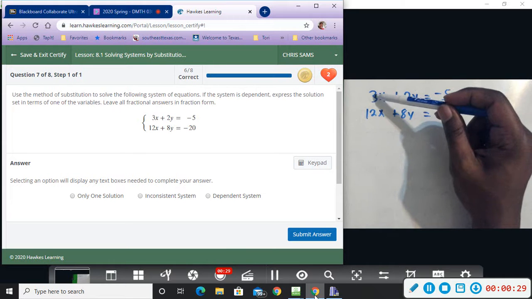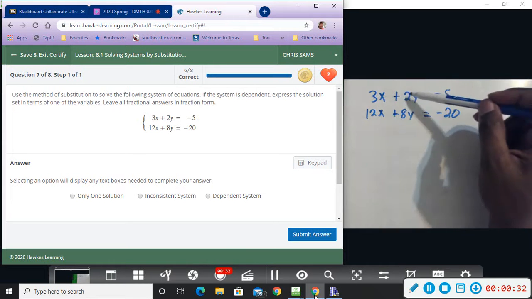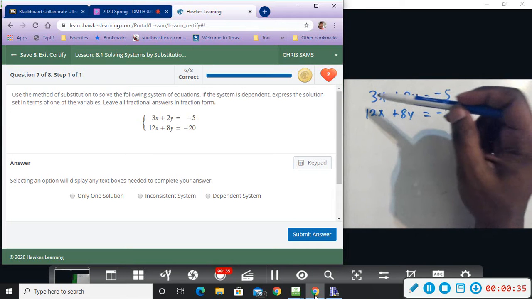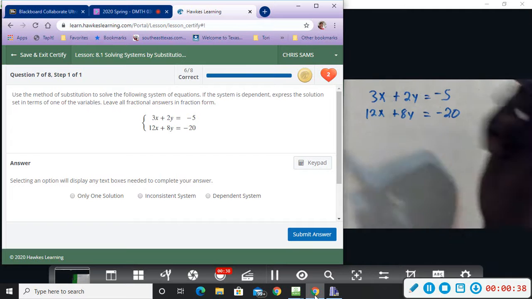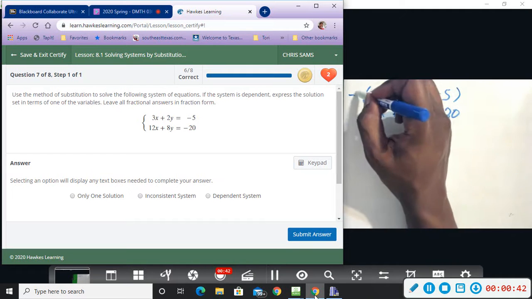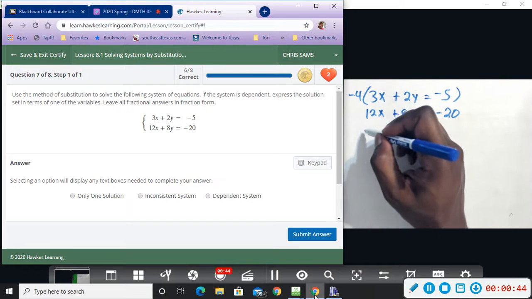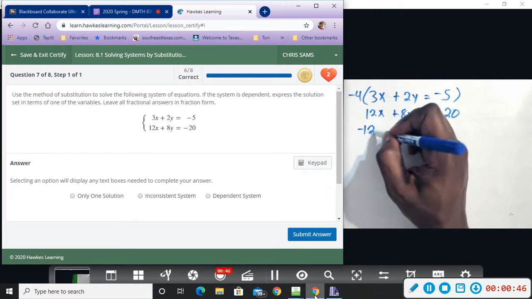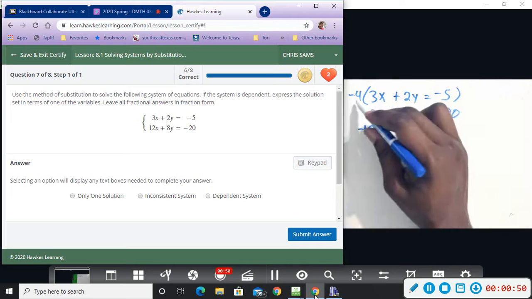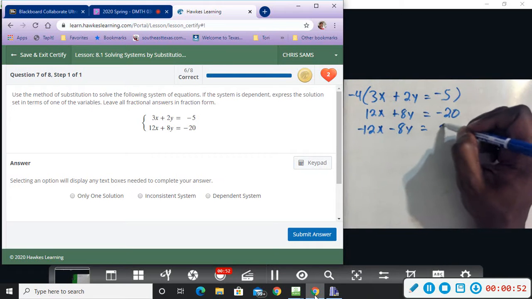If I multiply by 4, I will get 12. Same thing for y if I multiply by 4. So I'm going to multiply by negative 4 to get it to be opposite sign so it can eliminate. So multiply by negative 4. This will become negative 12x. This will become minus 8y. And this will become a positive 20.